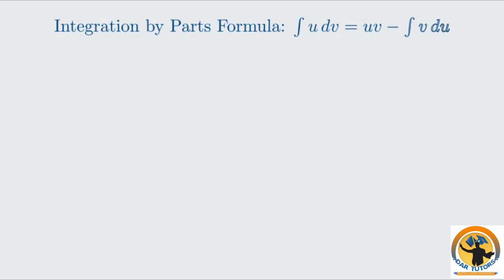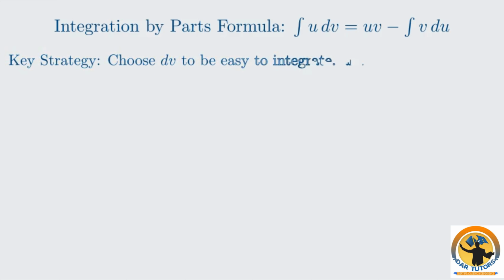Let's quickly recap what we've learned. We started by deriving the integration by parts formula from the product rule of differentiation. The formula is the integral of u dv equals uv minus the integral of v du. We saw that the key to success is choosing the parts u and dv wisely. A good strategy is to choose dv as the part that is easy to integrate, and u as the part that simplifies when differentiated. We also learned that for some integrals, like those involving products of exponentials and trigonometric functions, we need to apply the formula twice and then solve for the integral algebraically.